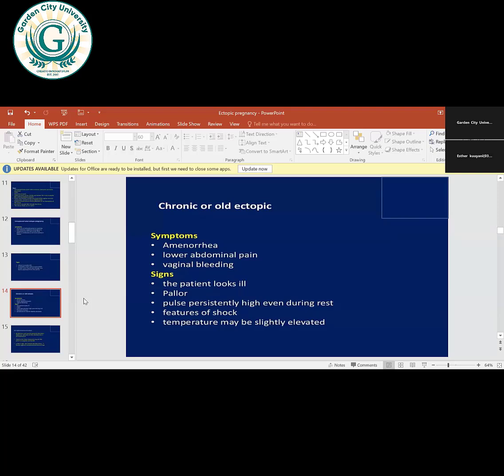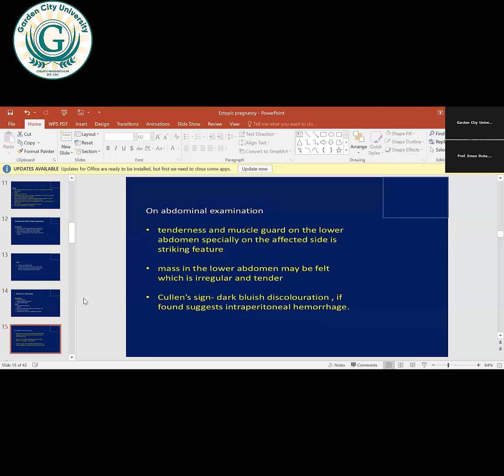Chronic or old ectopic. Symptoms: amenorrhea, lower abdominal pain, vaginal bleeding. Signs: the patient looks ill, pallor, pulse persistently high even during rest. Features of shock. Temperature may be slightly elevated. On abdominal examination, tenderness and muscle guard on the lower abdomen, especially on the affected side, is striking.